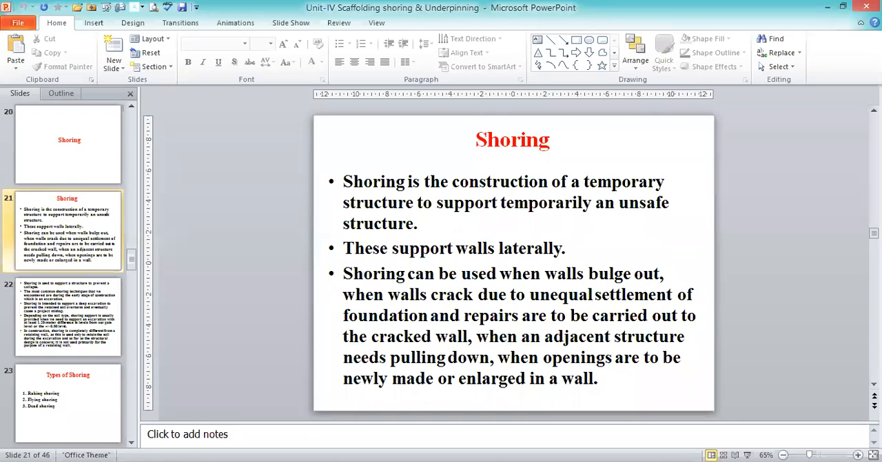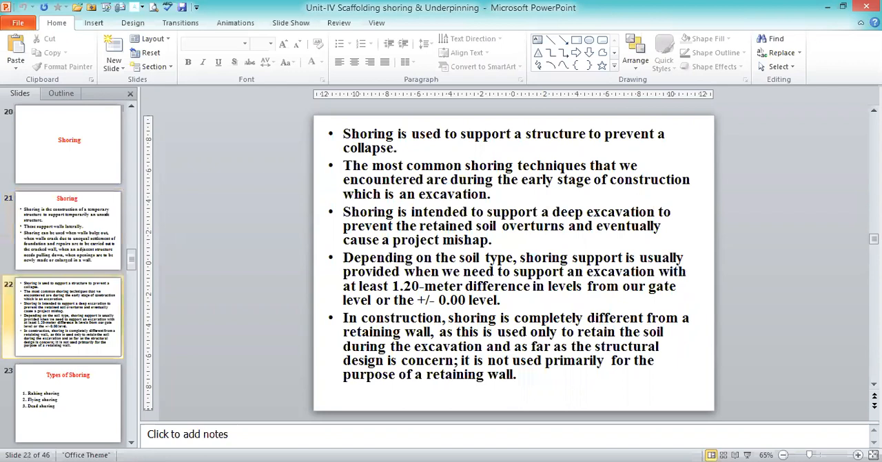Shoring can be used when walls bulge out, when walls crack due to unequal settlement of foundation and repairs are to be carried out to the cracked wall, when an adjacent structure needs to be pulled down because settlement is going to occur, and when openings are to be newly made or enlarged in a wall. Some more definitions are given for shoring. Shoring is used to support a structure to prevent a collapse. The collapse is arrested and saved by using what is called shoring. Very simple definition this is.